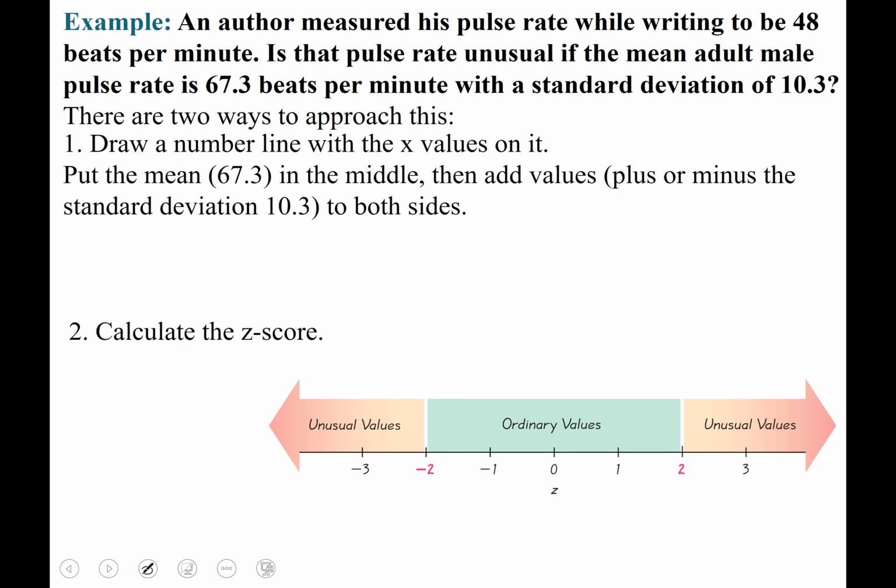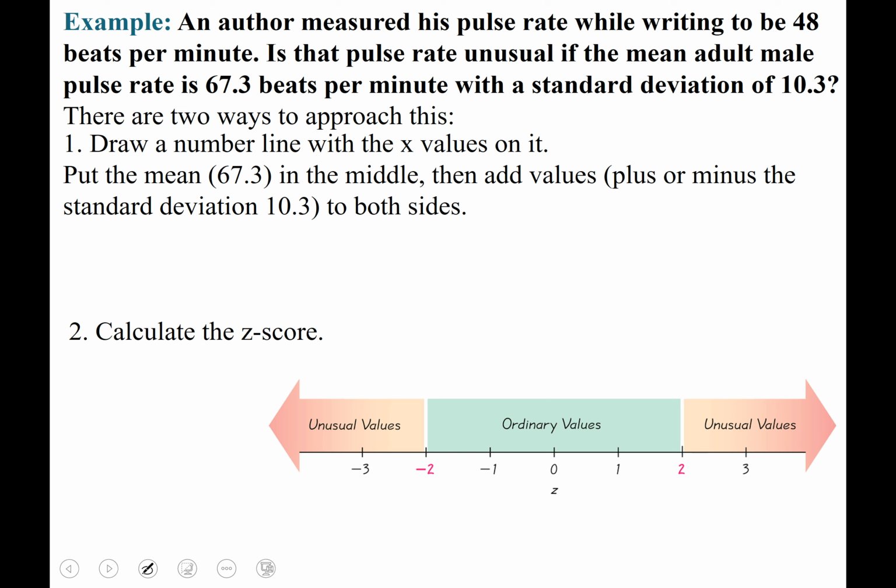Okay, let's try this example. An author measured his pulse rate while writing to be 48 beats per minute. Is that pulse rate unusual if the mean adult male pulse rate is 67.3 beats per minute with a standard deviation of 10.3? All right, so there are 2 ways to approach this.